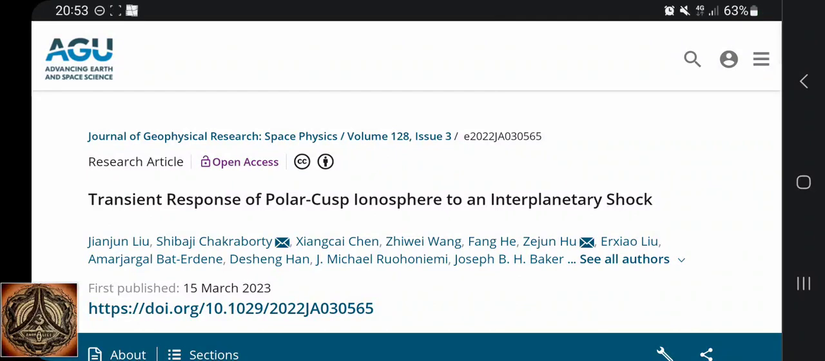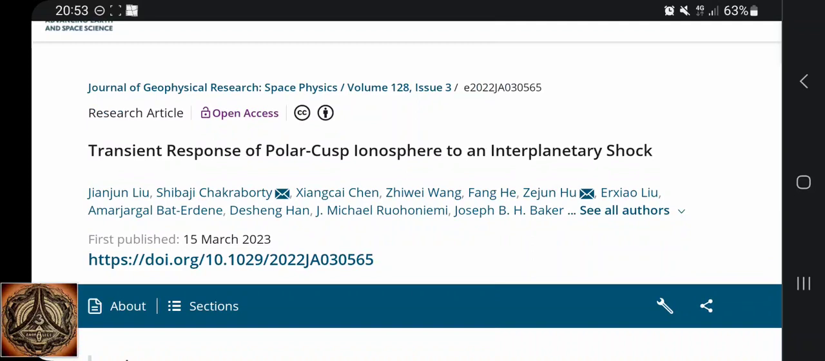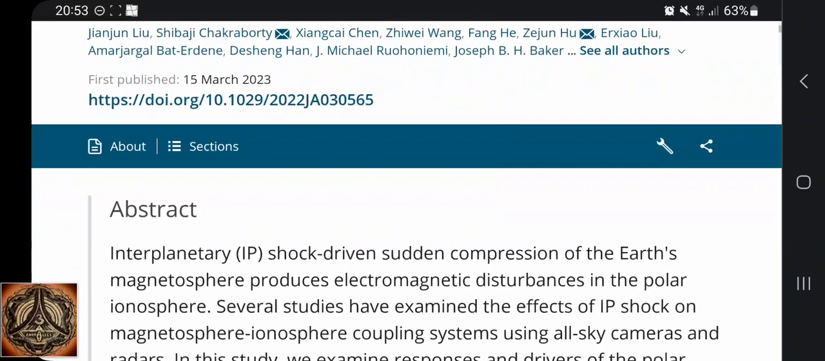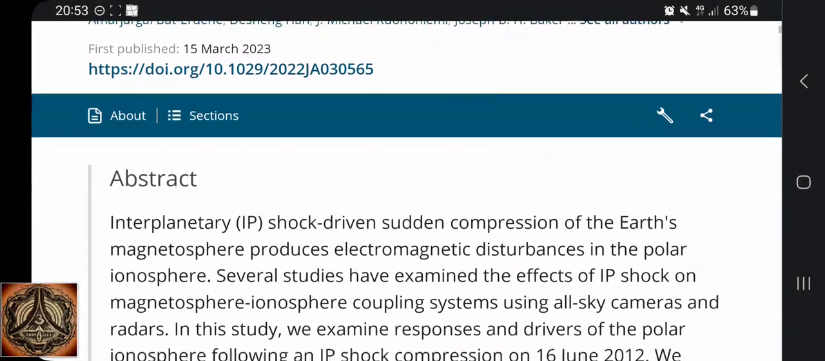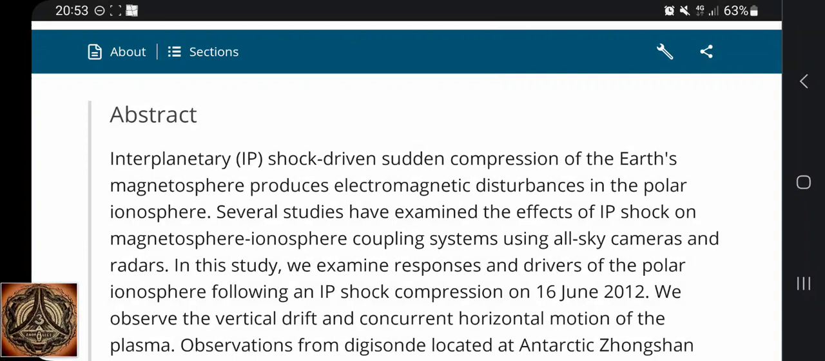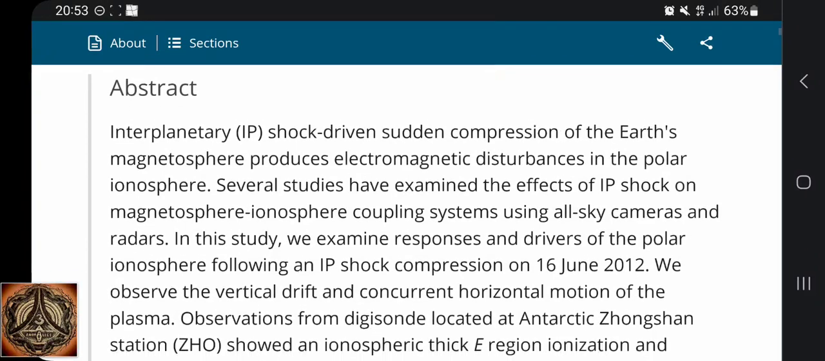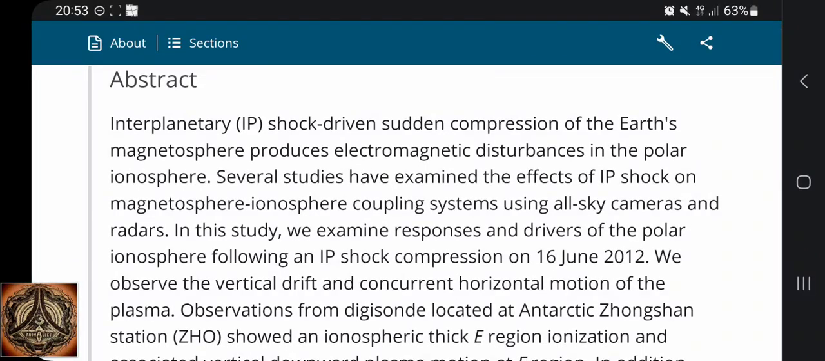Howdy. Today, Ben Davidson had a very interesting paper to offer. Transient response of polar cusp ionosphere to an interplanetary shock. And I was thinking that, yes, polar cusps. I have been pondering about these for some time since I found a certain picture which I will show you in a moment.